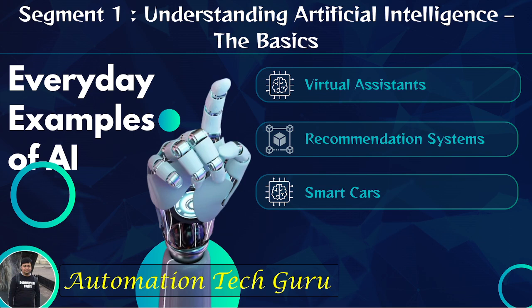Virtual assistants, if you think of Siri, Alexa, or Google Assistant, help you set reminders or answer your queries. Recommendation systems like Netflix, YouTube, and Amazon suggest movies, videos, and products based on your preferences. Smart cars are autonomous vehicles that navigate roads safely using sensors and AI algorithms. In simple terms, AI allows machines to mimic certain aspects of human thinking and behavior.